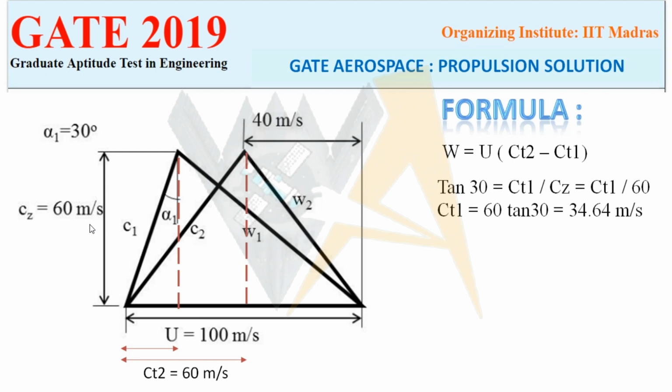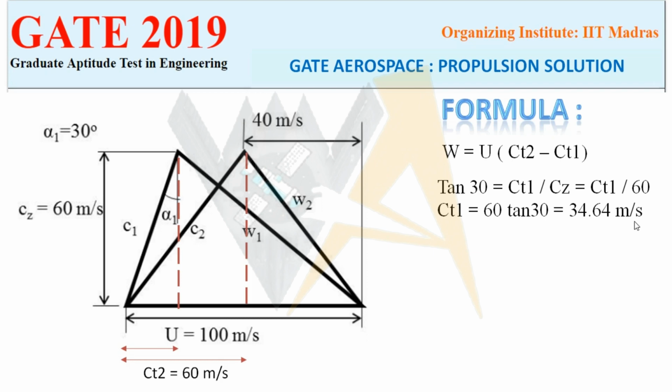Now using this formula we can write tan 30 equals CT1 by CZ. From here we substitute the values. From here we can find CT1 equals 60 into tan 30, and we get the value 34.64 meter per second.